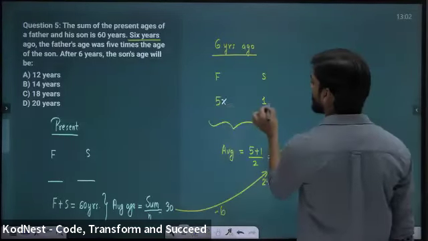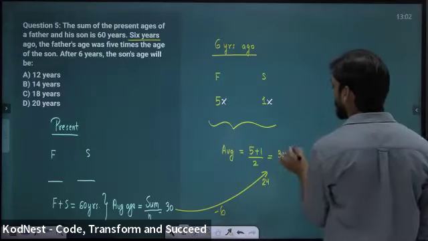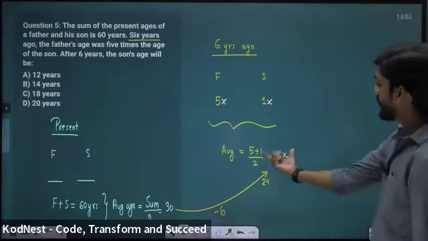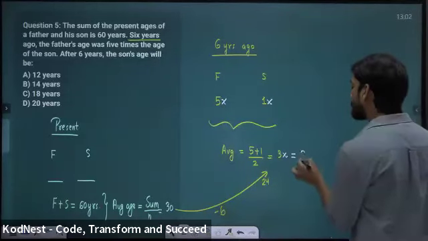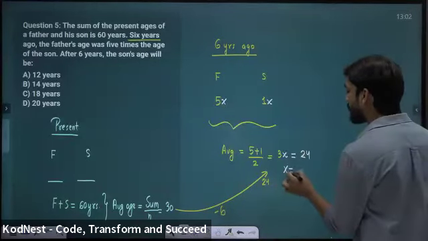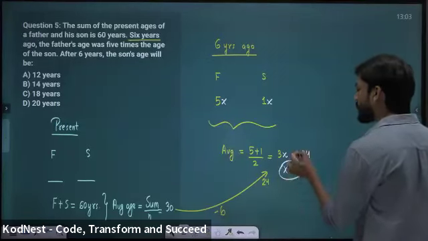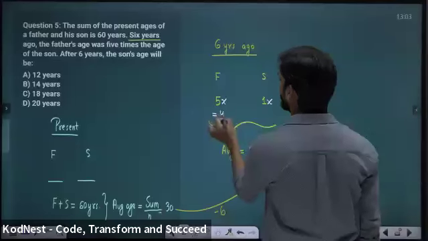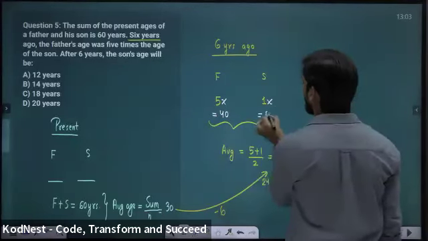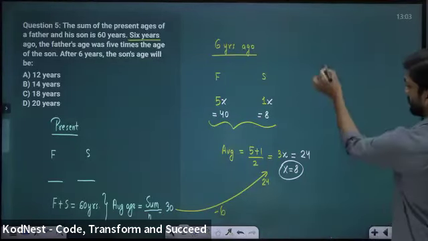Take a variable x. Now the average 3x must be equal to 24, so this gives you x equal to 8. Once you find x equal to 8, this will come out as 40 and this will come out as 8.